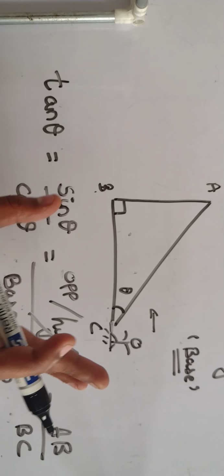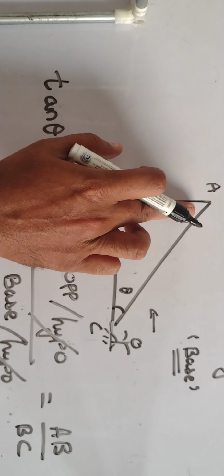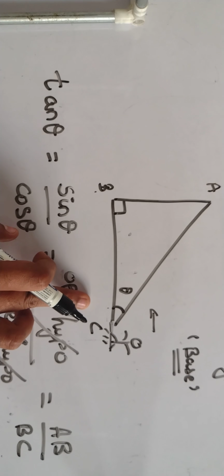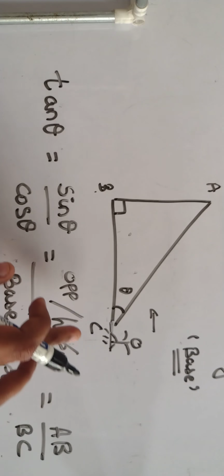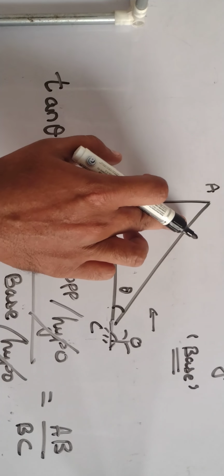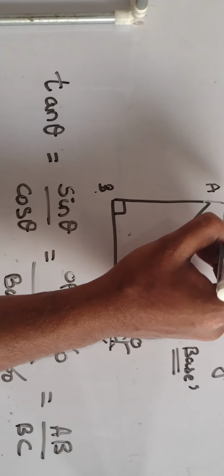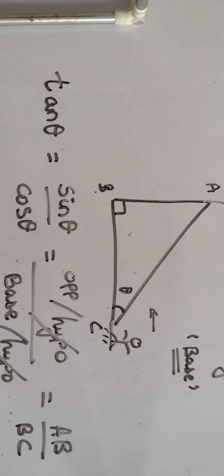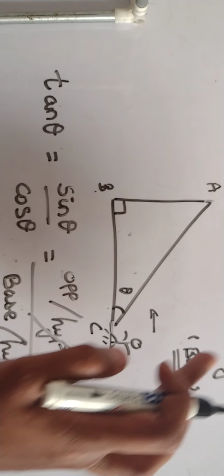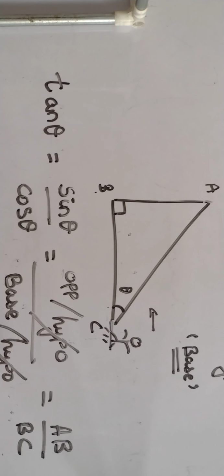Where is the base and where am I standing? For example, if I shift theta from angle C to angle A, the ratios will change. The hypotenuse will remain the same. The base will change. Why? Because this is the surface you will be standing upon. Getting it? So that's why, to avoid confusion, I am telling you this simple technique. So this is tan theta, that is opposite side upon base. We have also derived it.